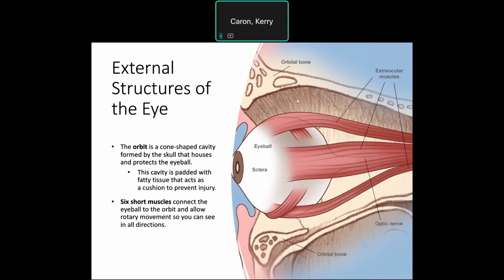Your external structures of the eye, you have the orbit, which is the cone-shaped cavity where the eye is housed. It protects the eyeball. This cavity, the orbit, has fatty tissue to cushion that eye. Then we have 6 short muscles that connect to the eyeball and allow rotary movements of the eye.